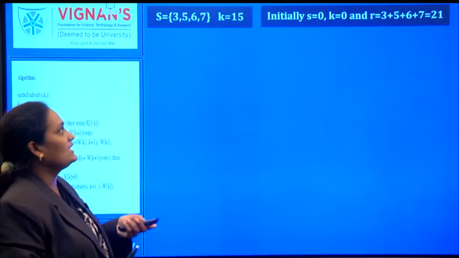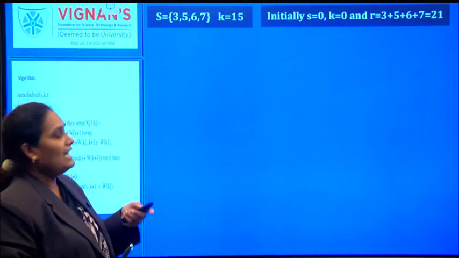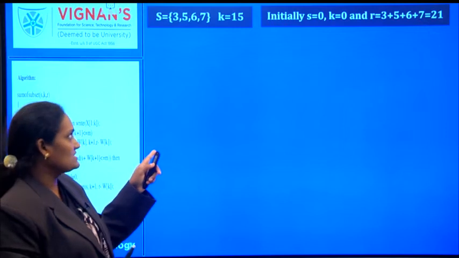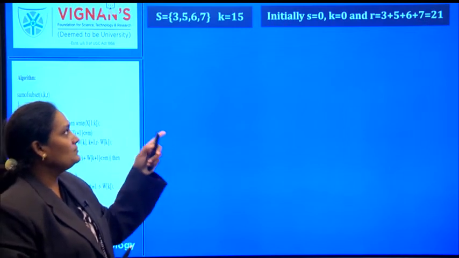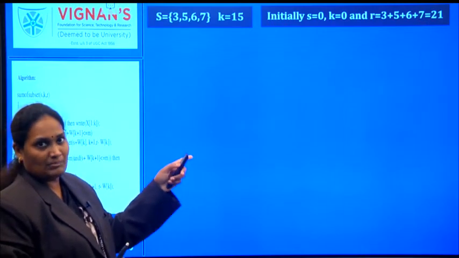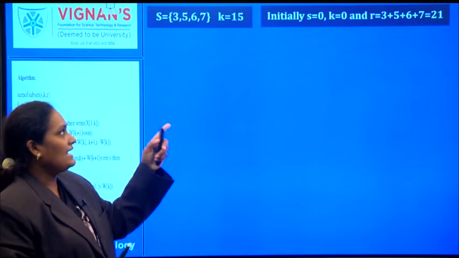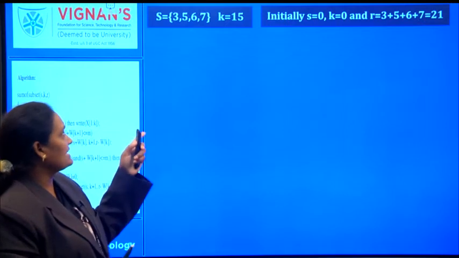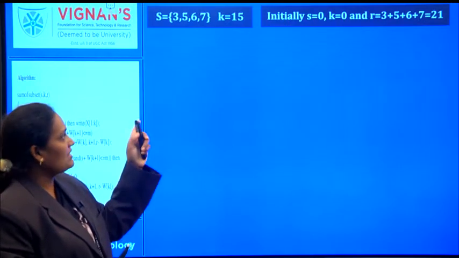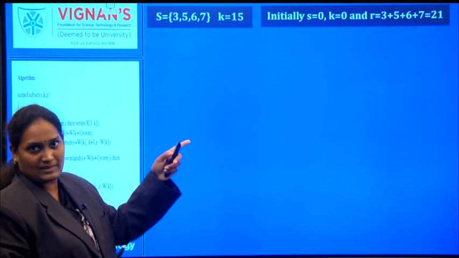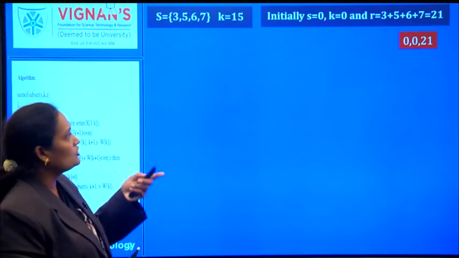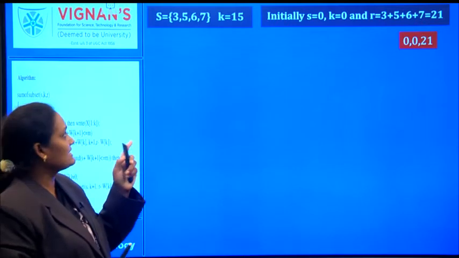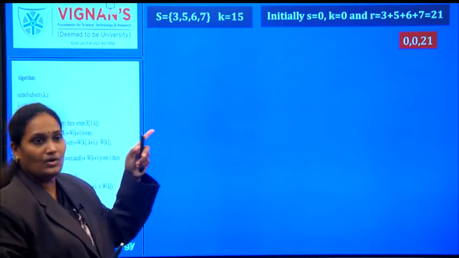Now, initially, what do S, K, R become? S is the sum, whose initial value is 0, and K is the node number, initially 0. R is the sum of elements in the given set. Here 4 elements are given, 3, 5, 6, 7, and their sum is 21, so R becomes 21. So the first node in the tree becomes S, K, R equal to 0, 0, 21.